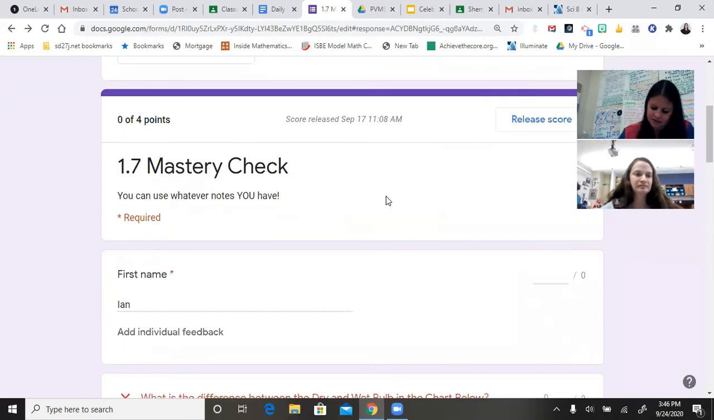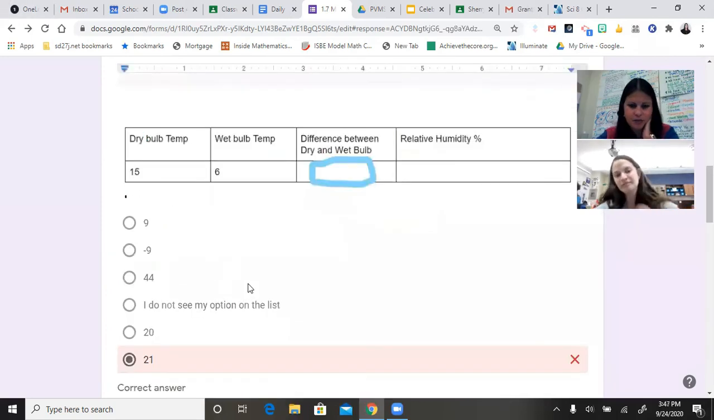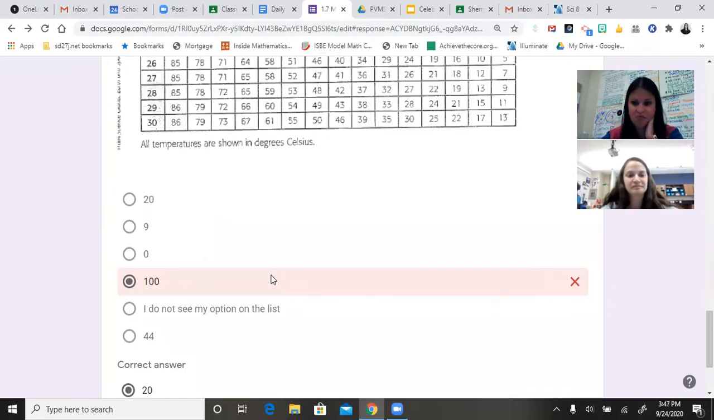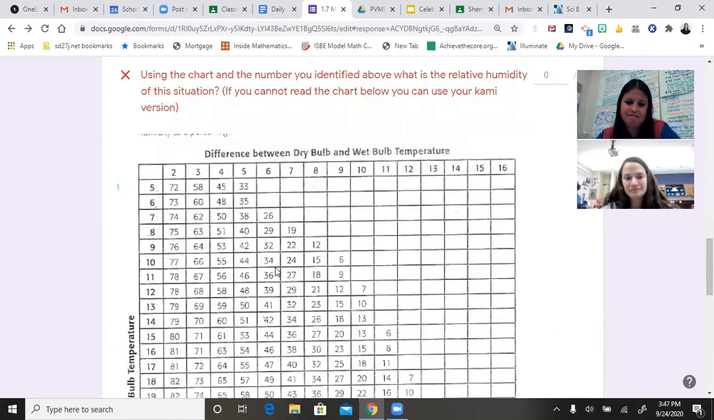Ian, 0. So his misconceptions were adding instead of the difference. I agree with this. Pretty representative. He's been trying a little bit harder since this point, but this was when the effort was low and not asking questions, falling in the chat.